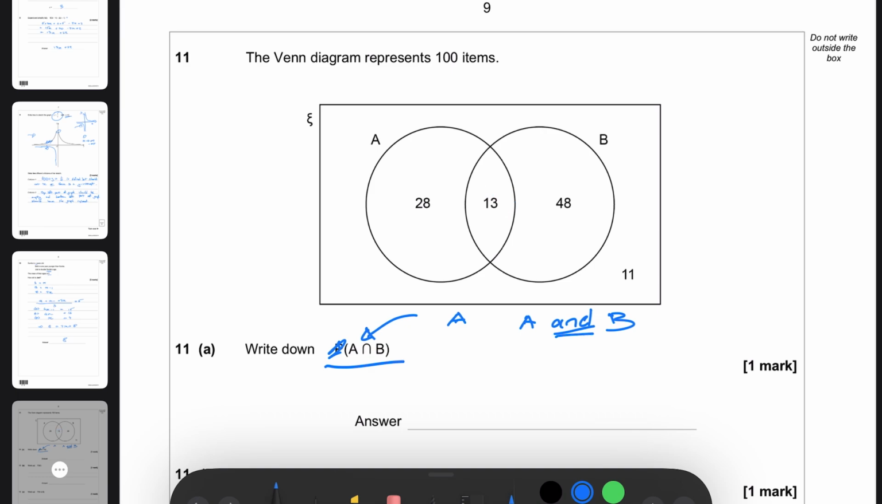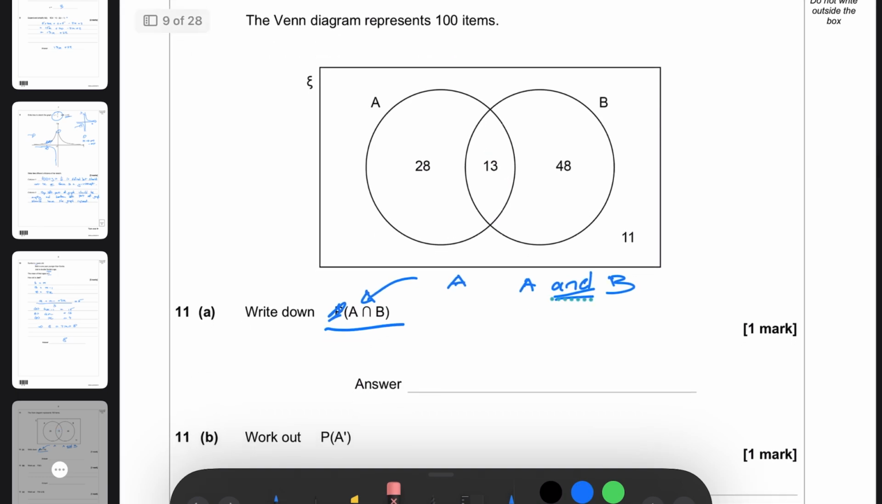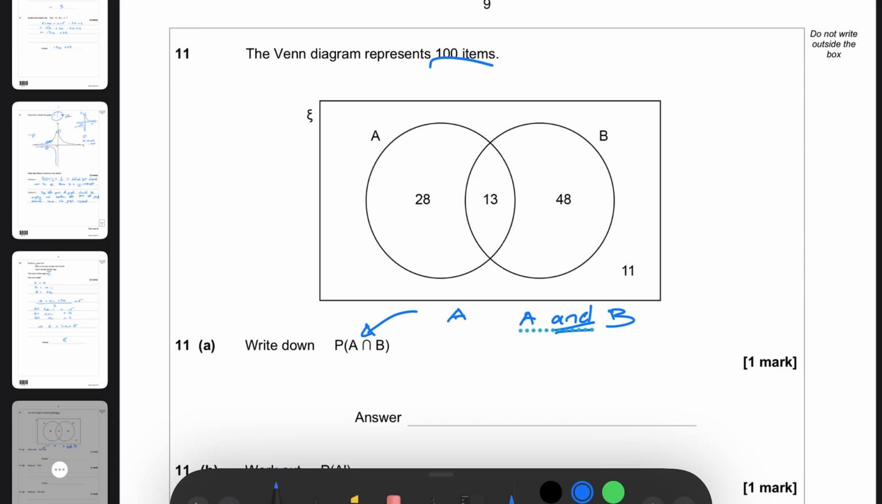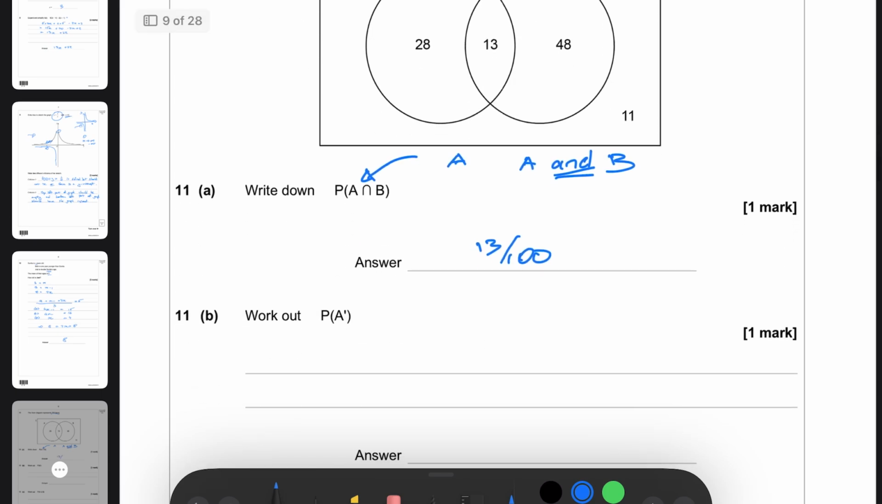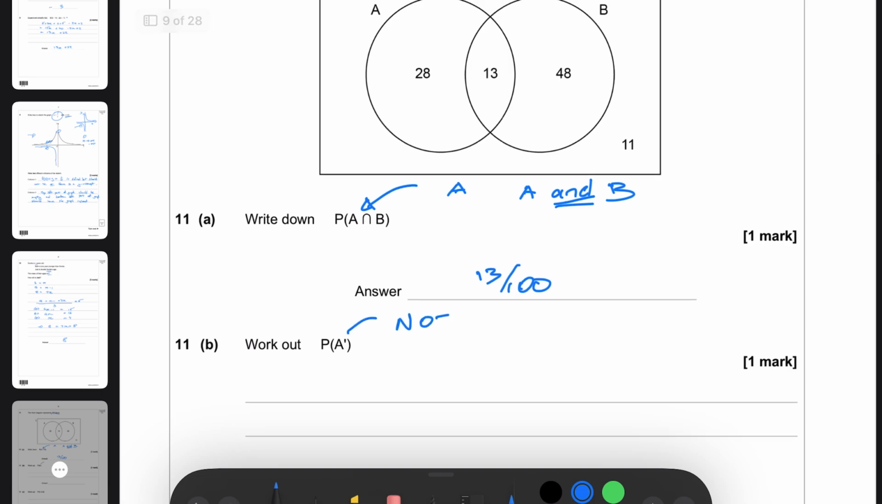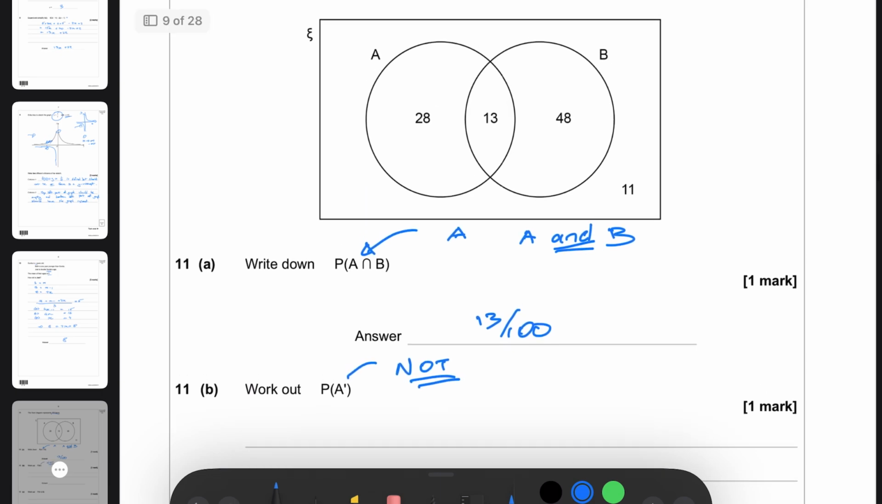So the probability that we have A and B is 13 out of the total, which is 100 items, so it's 13 out of 100. Work out P of not A. A dash here is not A. So it's pretty much all the elements that are not in A, as given by the name. So it's going to be these ones and these ones, so 48 plus 11 out of 100, which is going to be 59 out of 100.